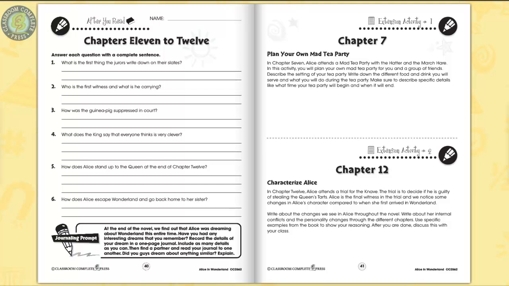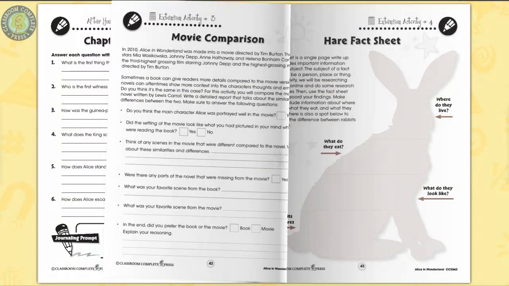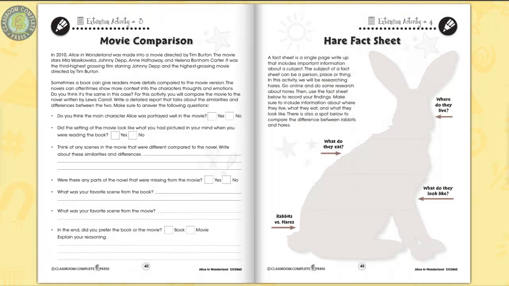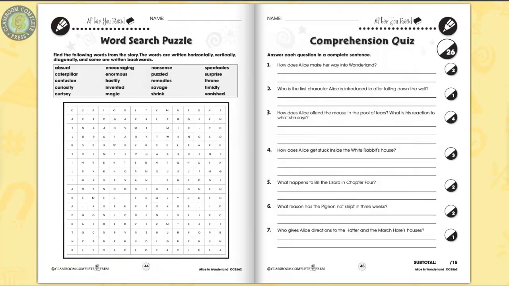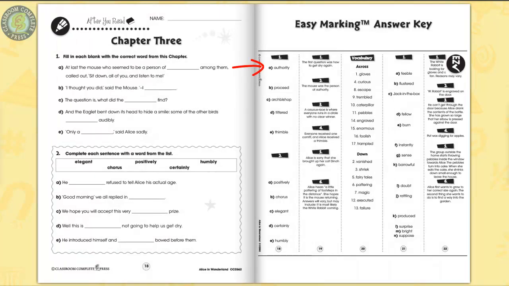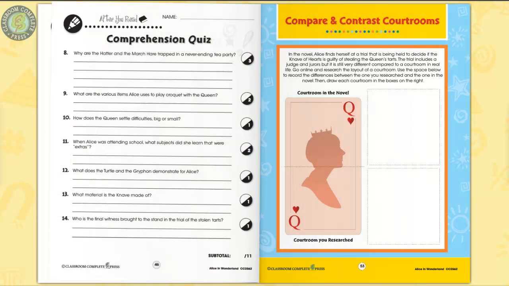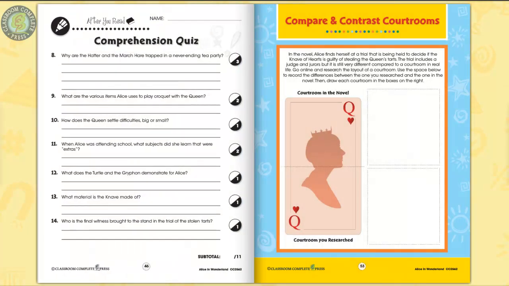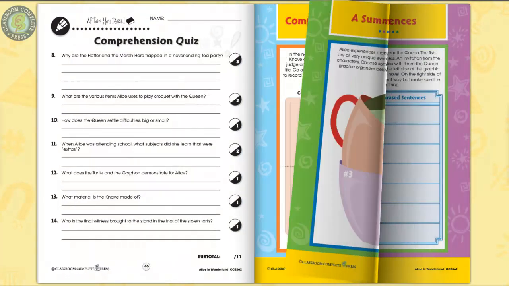Supplement an existing unit with in-depth writing tasks, such as completing a hare fact sheet with information gathered from online sources. A word search puzzle and comprehension quiz ends the unit. The easy marking answer key works by lining up perfectly with the matching question pages. 3 color posters, which are graphic organizers, complete the resource.